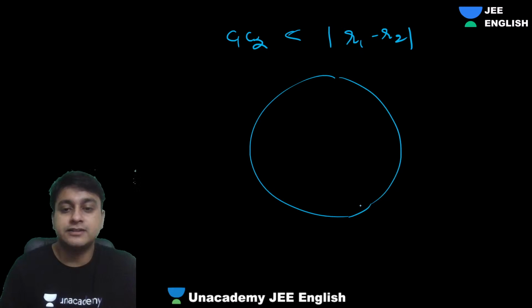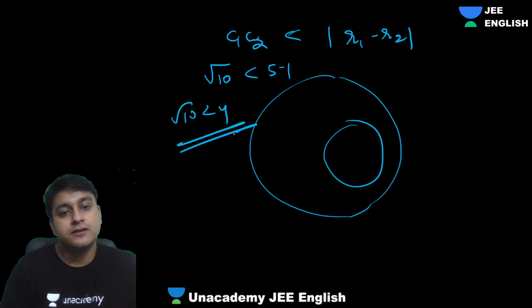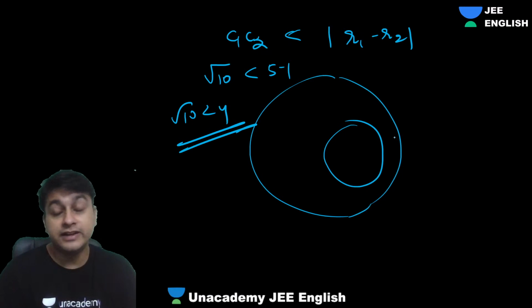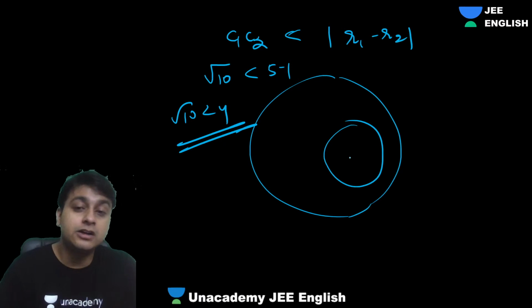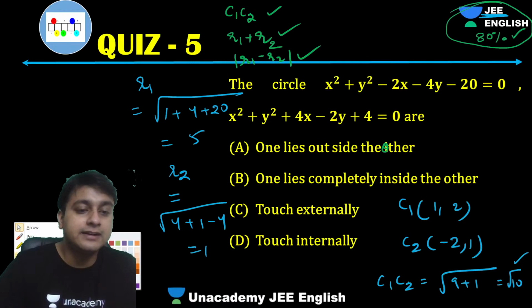Last we discussed, remember? Because guys, C1C2 is root 10. Root 10 is actually less than 5 minus 1, 4. So root 10 is less than 4. Difference of the centers, difference of the radiuses. So that's why guys, one circle is not exactly lying inside the other, isn't it everyone?